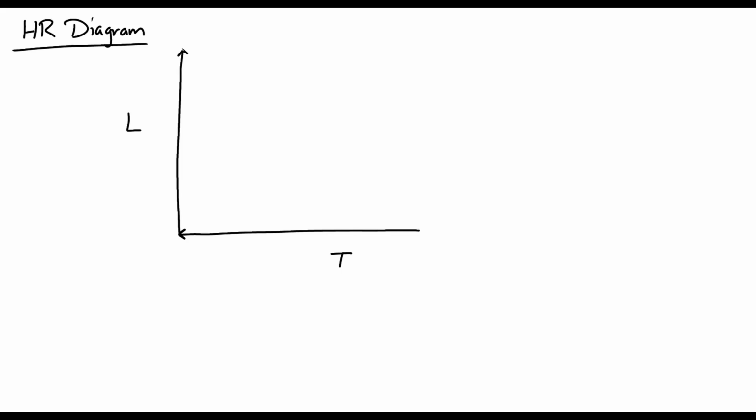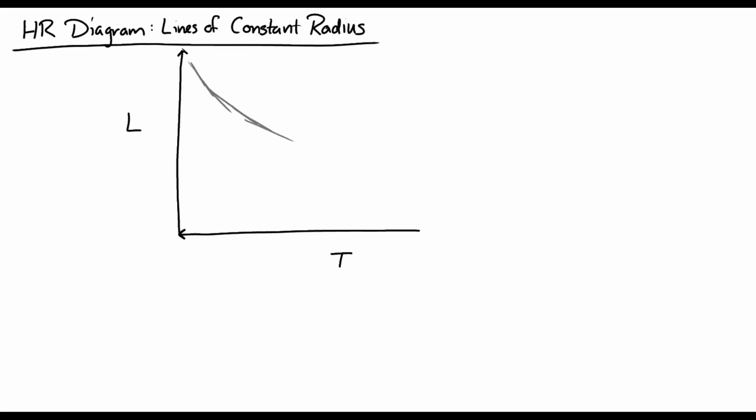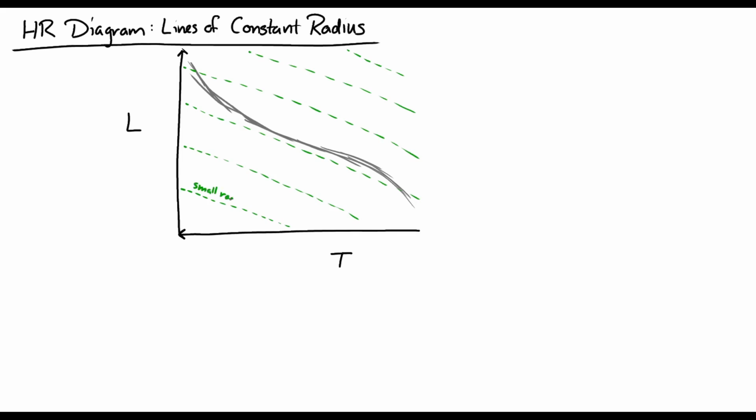Now, the last thing I want to look at is on the HR diagram, we can draw lines of constant radius, and I'll show you what I mean. So here's our HR diagram, here's the main sequence. It turns out that lines approximately like this have constant radius stars on them. So we would have relatively small radius right here, larger radius, and even larger radius up there.